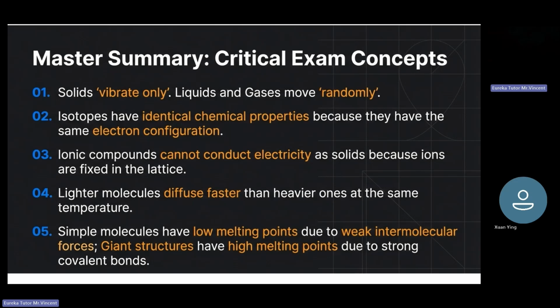Lighter molecules diffuse faster than heavier ones at the same temperature. Simple molecules have low melting points due to weak intermolecular forces. Giant structures have high melting points due to strong covalent bonds.